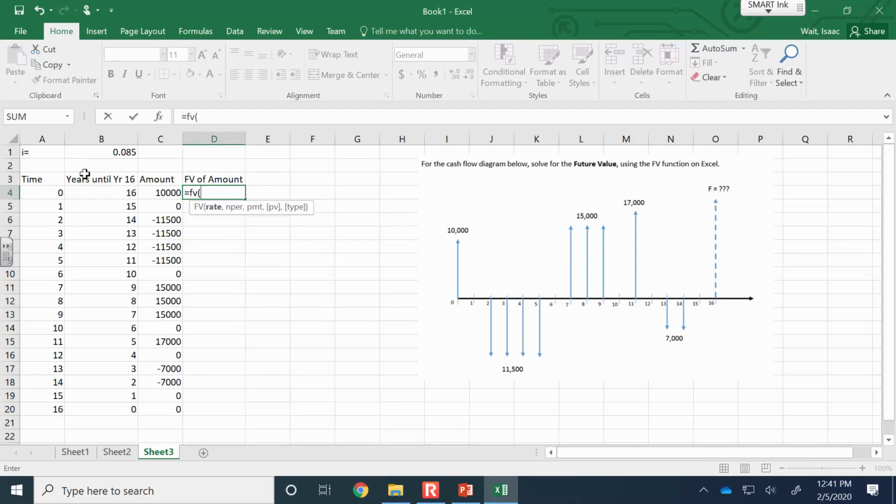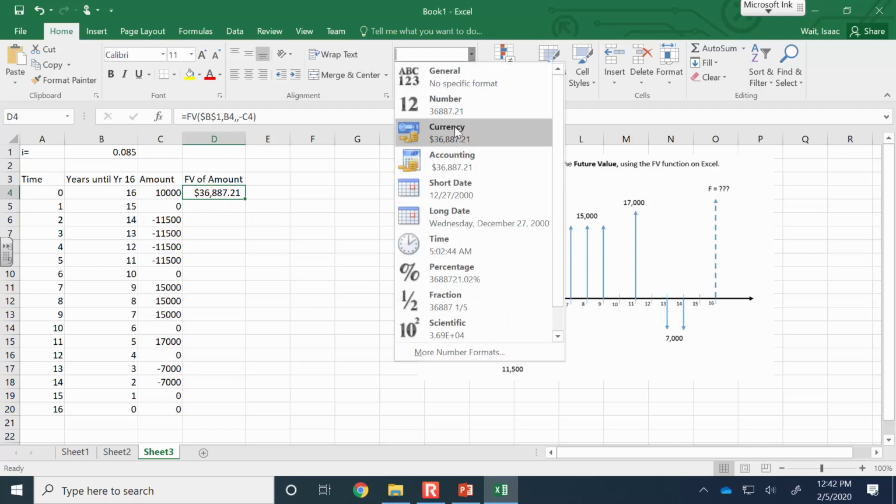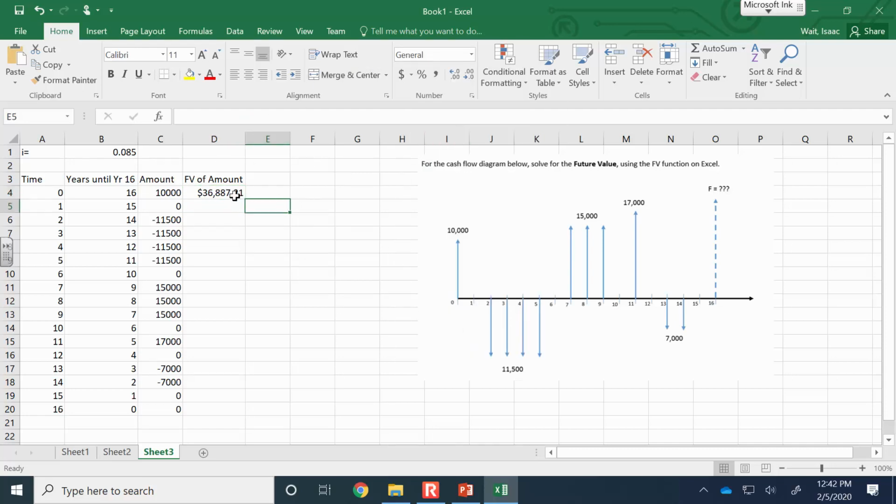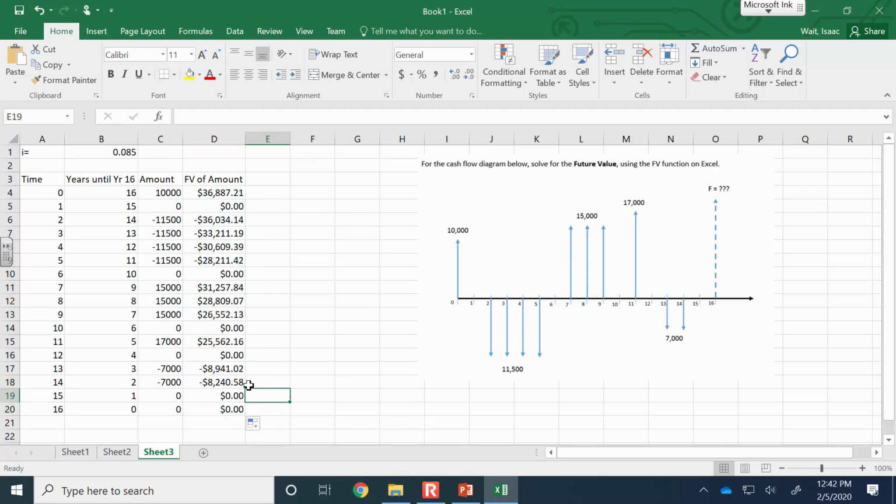FV at 8.5% interest, 16 years, amount. I put the minus sign in there so it doesn't accidentally change the sign on me. I'll make sure that I have it on the right currency formatting. All right, now I can drag that down, and so I find each individual amount, how much it's worth in year 16. And so the amounts are bigger rather than smaller, because instead of discounting to the present, we're compounding to the future. So the amounts get larger, and then we want to know the total.